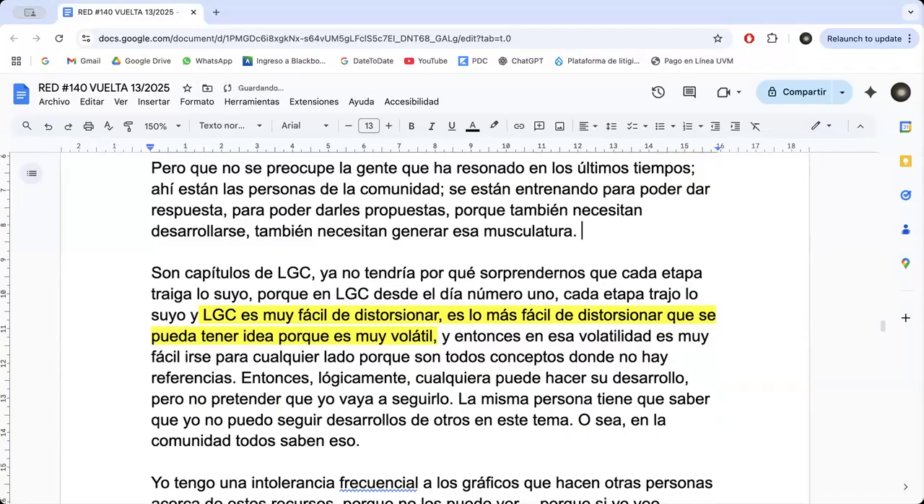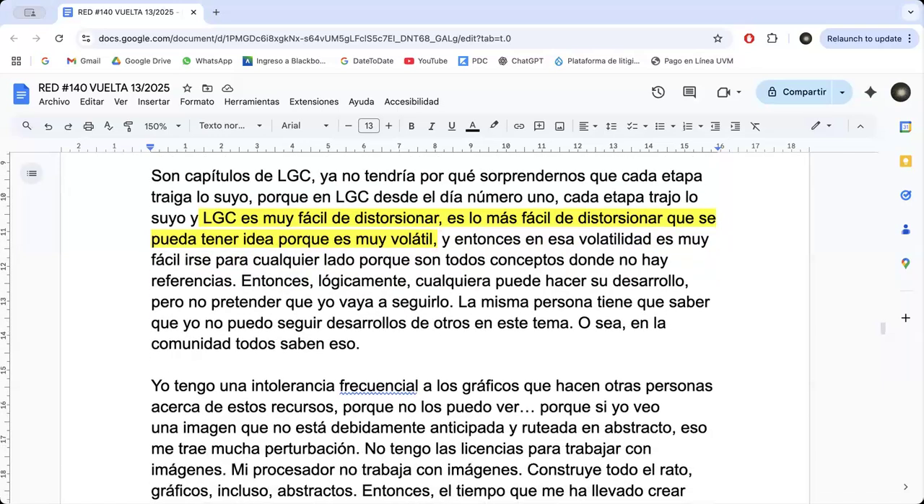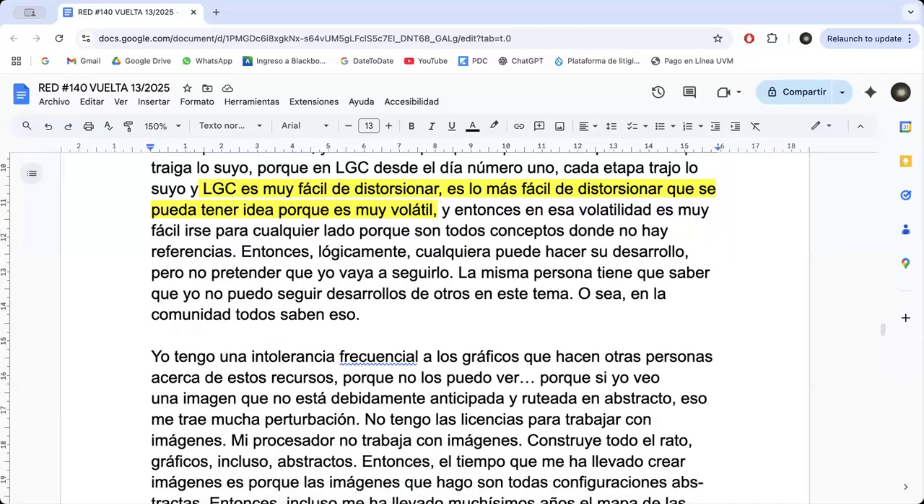These people are being trained to provide an answer, to be able to provide a proposal for other people that are not in this category, because the people from the community also need to be developed. They also need to generate this muscle, right? So the only thing is that we're talking about the chapters of LGC, and we shouldn't be surprised that every chapter has its own thing, because LGC from day one, every stage, every chapter brought something new.